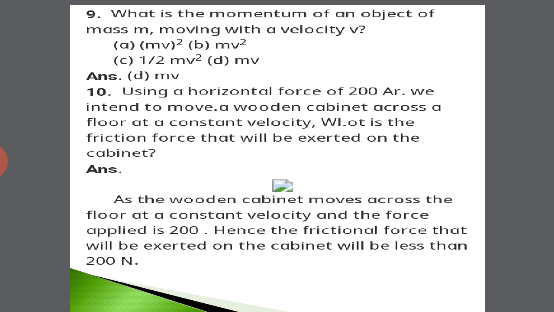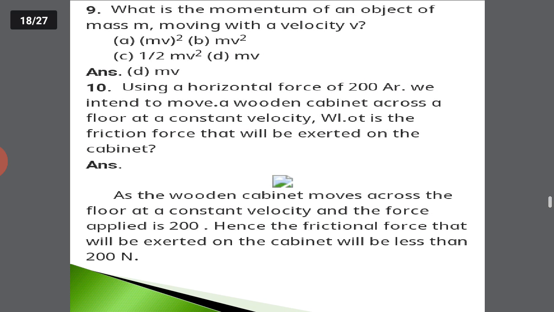Using a horizontal force of 200 Newton, we intend to move a wooden cabinet across a floor at a constant velocity. Okay, what is the frictional force exerted on the cabinet? Obviously, as the wooden cabinet moves across the floor at a constant velocity with a force of 200 Newton, the frictional force that will be exerted on the cabinet will be less than 200 Newton. That's why it is possible to move the cabinet in the forward direction.